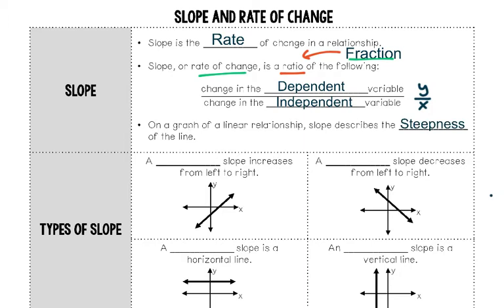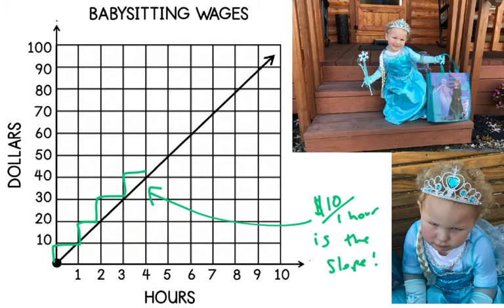We can also say that on a graph of a linear relationship, which means it's just a graph with a line, the slope describes the steepness of the line. Basically, that means how slanty is it. So here, it's pretty slanty. If it was slantier, if the line went up here, that would mean we get more dollars per hour. So the steeper a line is, the greater the rate of change.